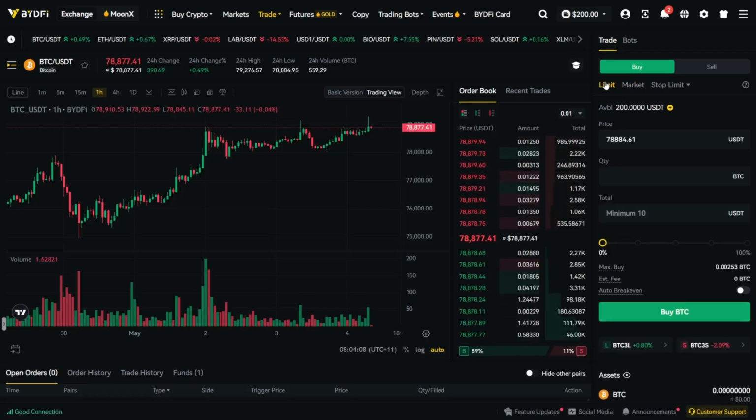A limit order lets you choose the exact price you want to buy or sell at. The order will only fill if the market reaches your price. We next have 3 more advanced orders. We have a stop limit order, a stop market order, and an OCO order.